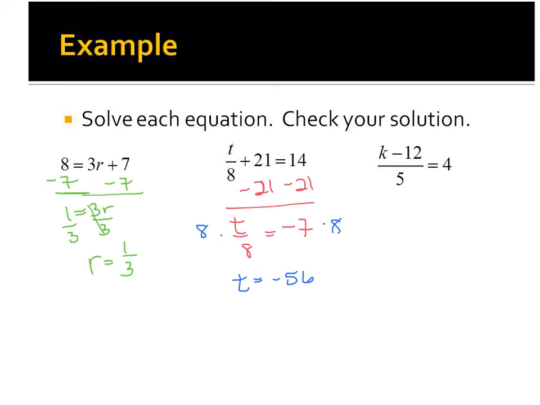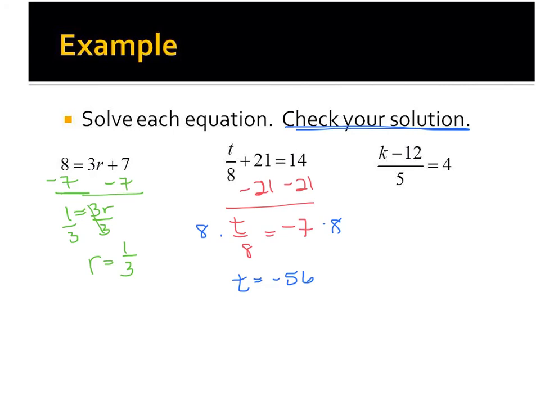Alright, so I've worked out the first 2, and hopefully you've gotten the same answers. I did not show my checks. I do require you to show your checks on those first 2, so make sure you also have done that. But let's look at this third example here. k minus 12 divided by 5 equals 4.